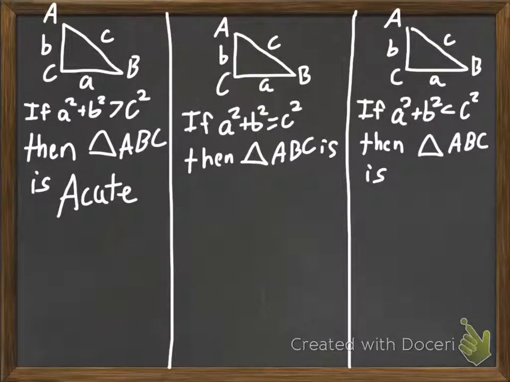The middle section says that if a squared plus b squared equals c squared, then triangle ABC is right. And this is just the converse of the Pythagorean theorem again. Our last inequality says that if a squared plus b squared is less than c squared, then triangle ABC is obtuse.